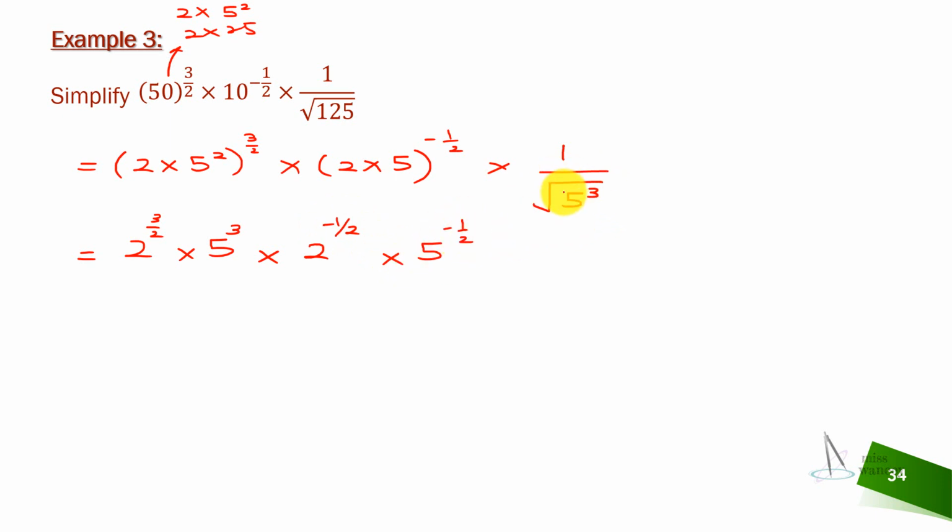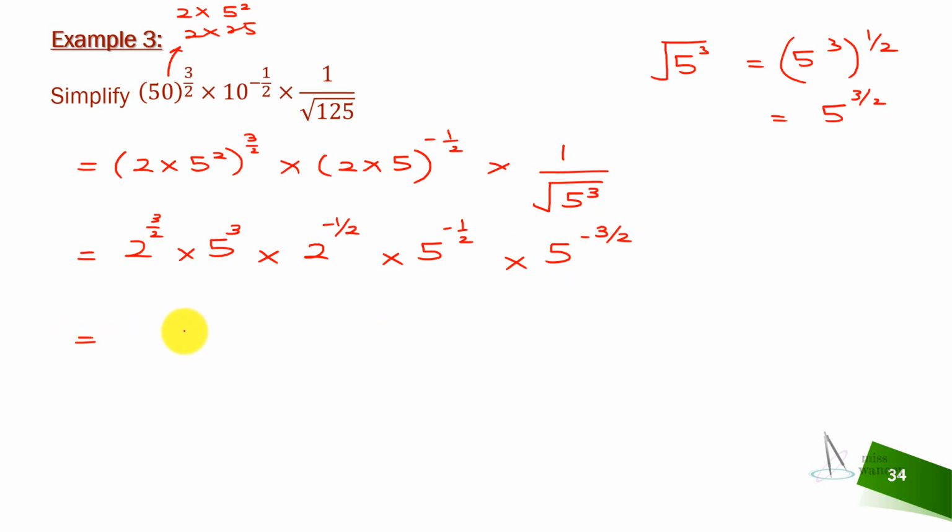And then for this one, I can actually bring them up. Okay, so firstly, the square root of 5 cube, so this is actually 5 cube to the power of half. So this is actually 5 to the power of 3 over 2. And then I bring them up, so it will become negative. So this is 5 to the power of -3 over 2.